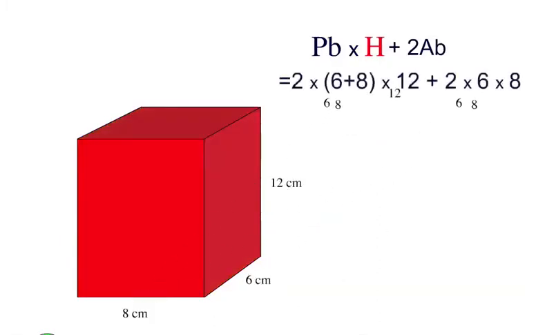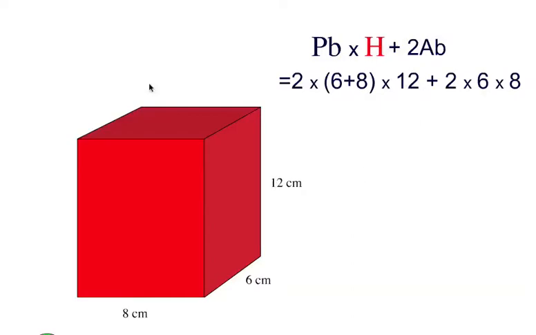If we had an example, let's just freeze all this for a second, where the base is 6 by 8 and the height is 12. So we could say the perimeter of the base times the height. Now the perimeter of the base is going to be 6 plus 8, 6 plus 8, and then plus 6 plus 8, or just do 6 plus 8 doubled. So 2 times 6 plus 8 times the height, which is 12.